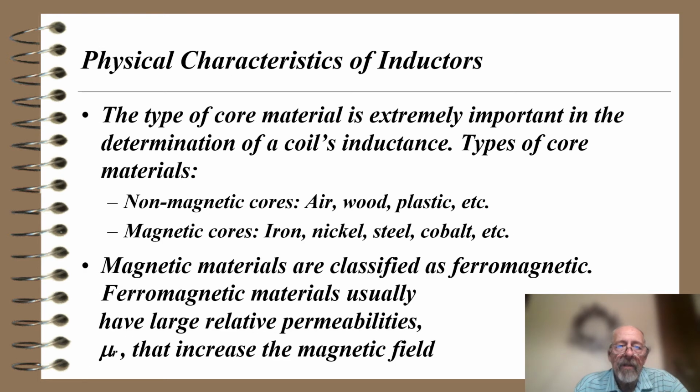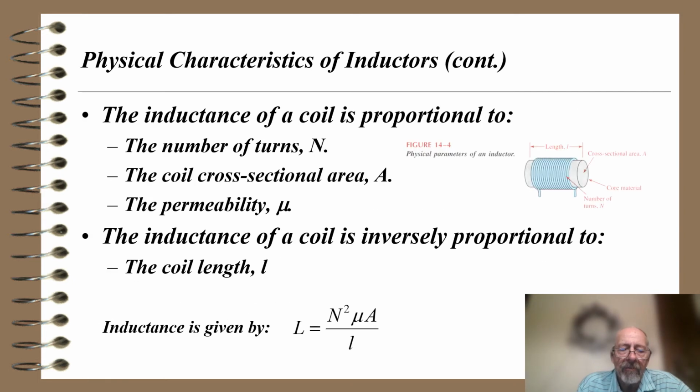So let's move on to the next slide. What about the physical characteristics of inductors? Well, the type of core material is extremely important in determining a coil's inductance. Types of core materials are non-magnetic cores like air, wood, plastic, and so forth, and those are just used as a form to wind the coil on. Then there are magnetic cores like iron, nickel, steel, cobalt, and so forth. Magnetic materials are classified as ferromagnetic, and ferromagnetic materials usually have rather large relative permeabilities, called mu sub r, that increase the magnetic field. They actually magnify the magnetic field.